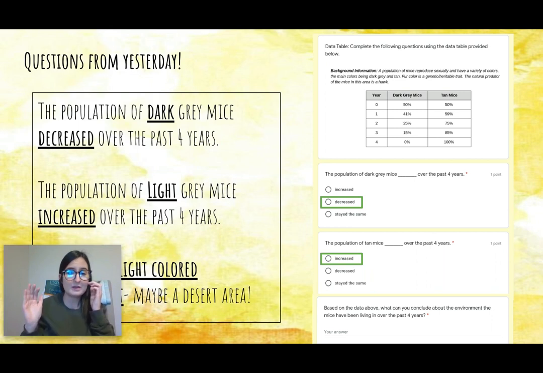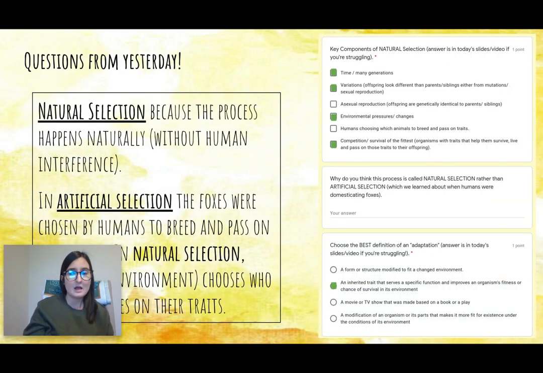So maybe they're living in a desert area, maybe they're just living in an area with a light colored environment. I would assume they're living in some kind of a desert area, but as long as you said that it's an environment that favors those light mice, that would be good to me. I don't know exactly what eats mice. Snakes, maybe some kind of birds. So those light mice are probably doing a better job of blending in and getting food than the dark gray mice.